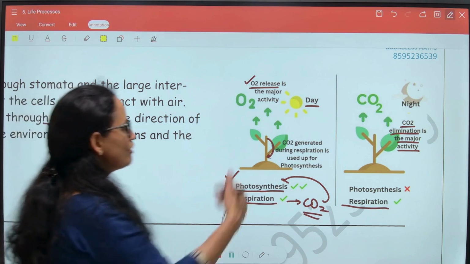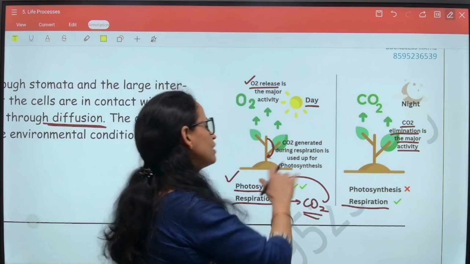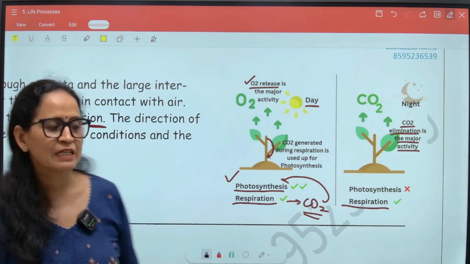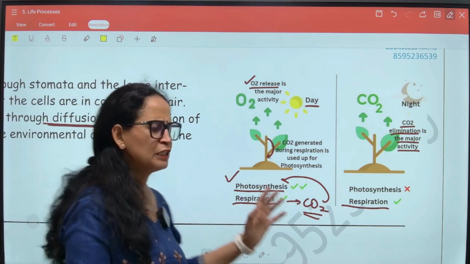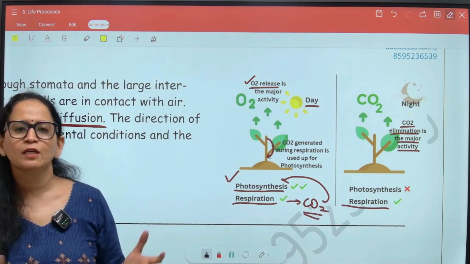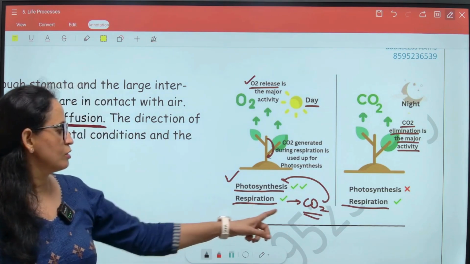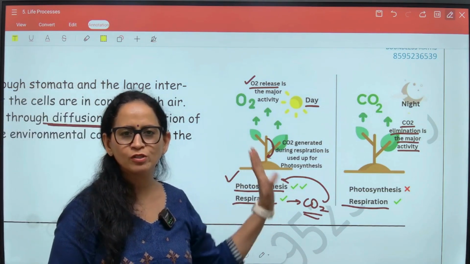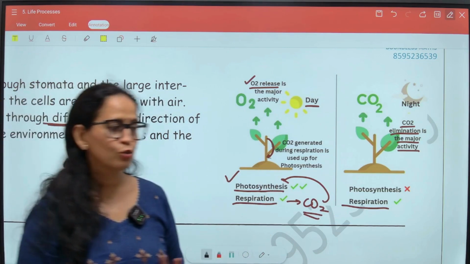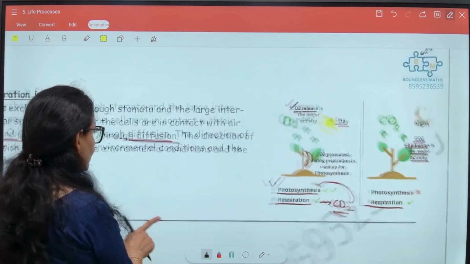So they also give out carbon dioxide at night, and that's why we also say early morning walks are very important, because in the morning, as soon as the sun comes out, the intermediate products of photosynthesis are converted to carbohydrates and oxygen is released. So the amount of oxygen released by the plants is very high early morning. So you should always go for a morning walk in the morning, right?